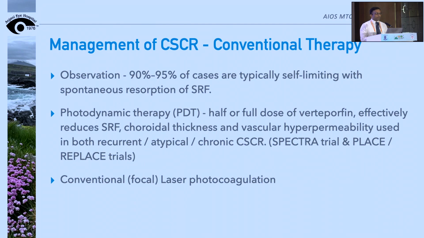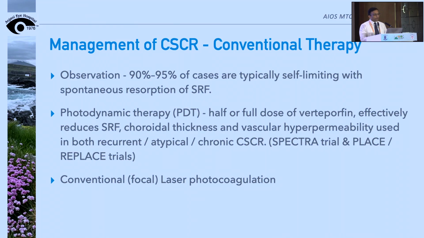Therapy-wise, we have been using laser photocoagulation. We have had good results with PDT, especially the half-dose PDT, where it has been effectively shown to reduce SRF, choroidal thickness, and vascular hyperpermeability, and has been used in recurrent, typical, and chronic CSCR. And these trials have convincingly shown that half-dose PDT is a great help.